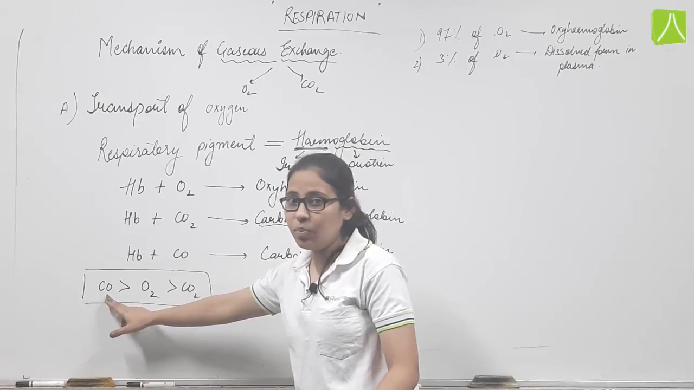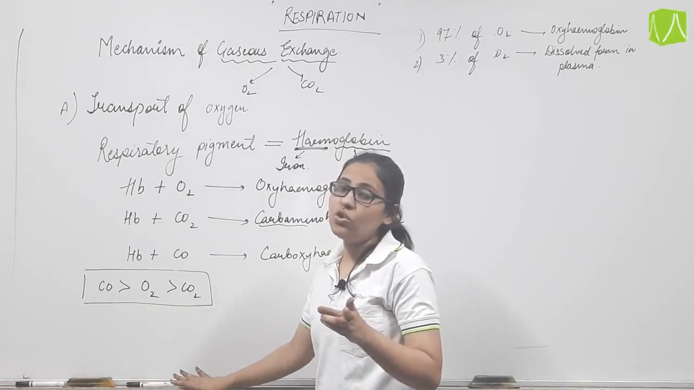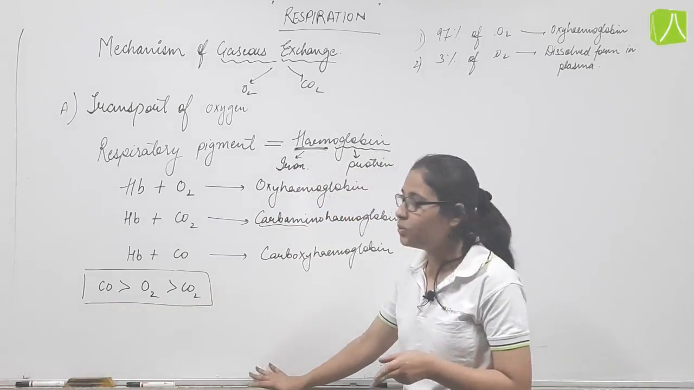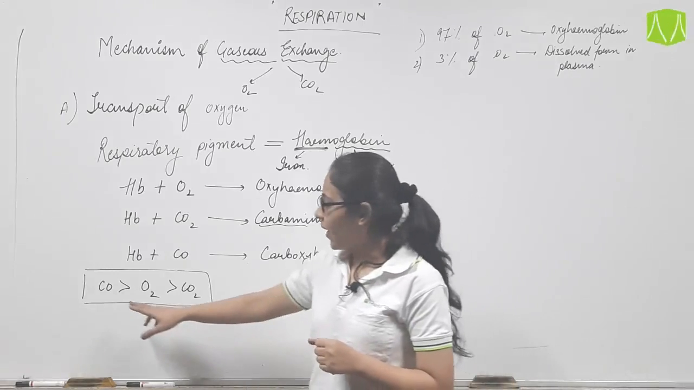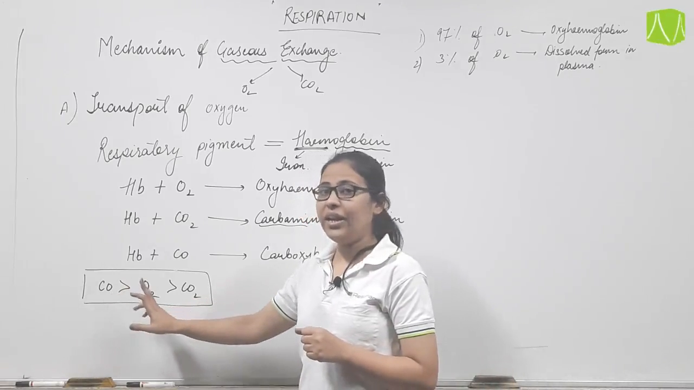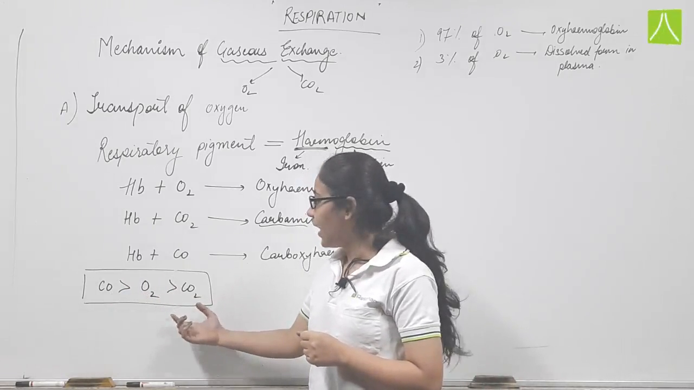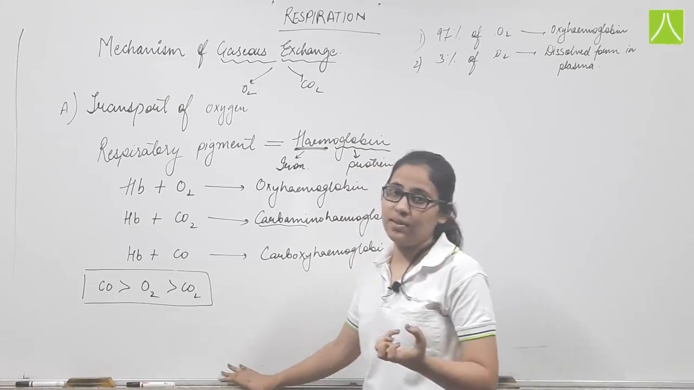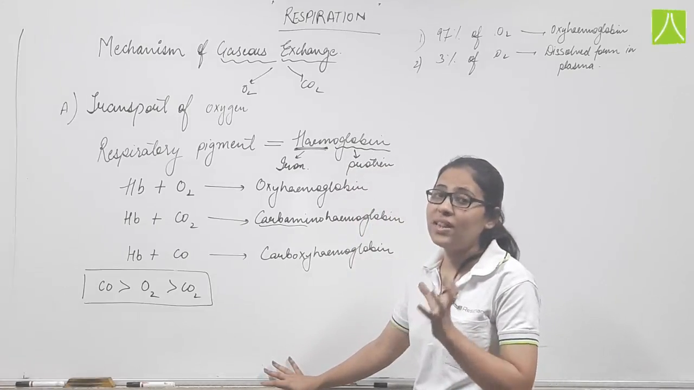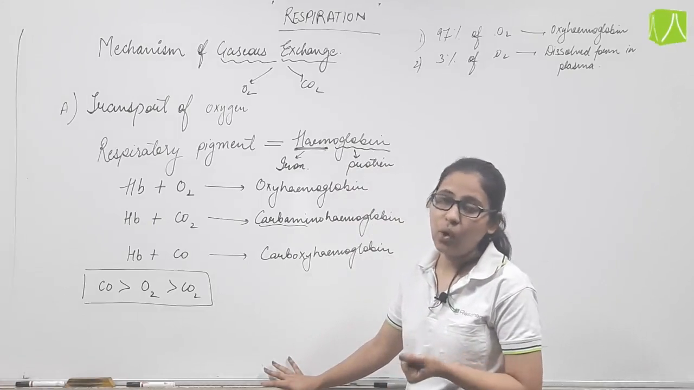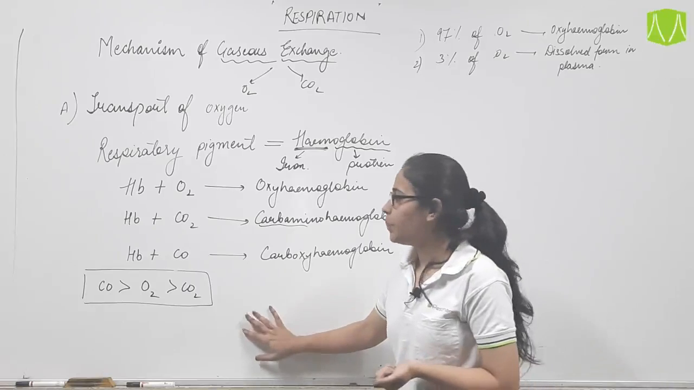So when we see the order of affinity shown by hemoglobin to different gases, first of all it binds with carbon monoxide, because it shows about 200 times more affinity towards carbon monoxide. Whenever these gases are available at the same time, it binds with carbon monoxide first, then it will bind to oxygen, and at the end CO2 is the least. It shows less affinity with CO2 as compared to oxygen or carbon monoxide. So this is the order basically.